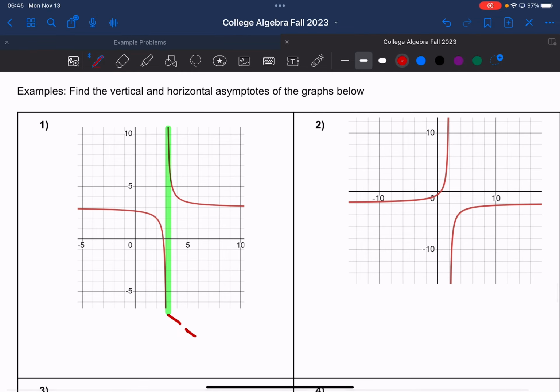This is the vertical asymptote. And remember, with a vertical line, does the equation start with what variable, y or x? It's x, because look how this vertical line crosses the x-axis. Where does it cross the x-axis? About 3. So that means the vertical asymptote is x equals 3.